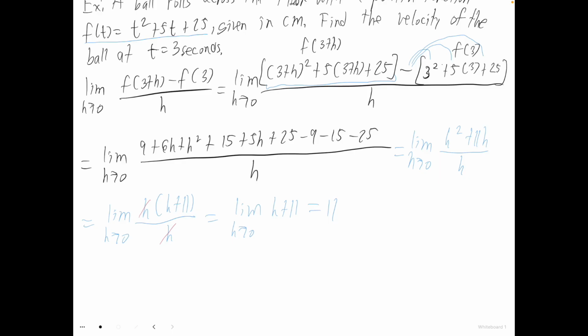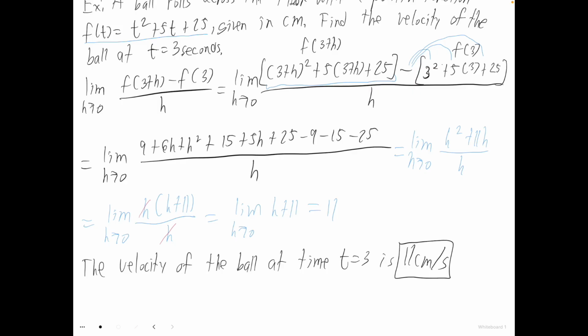So what this tells us is the velocity of the ball at time t equals 3 is 11 centimeters per second. And so if you had a speedometer attached to the ball or something, at exactly time 3 seconds after you started rolling it, it will be moving 11 centimeters per second. That's what the speedometer on the ball would say.